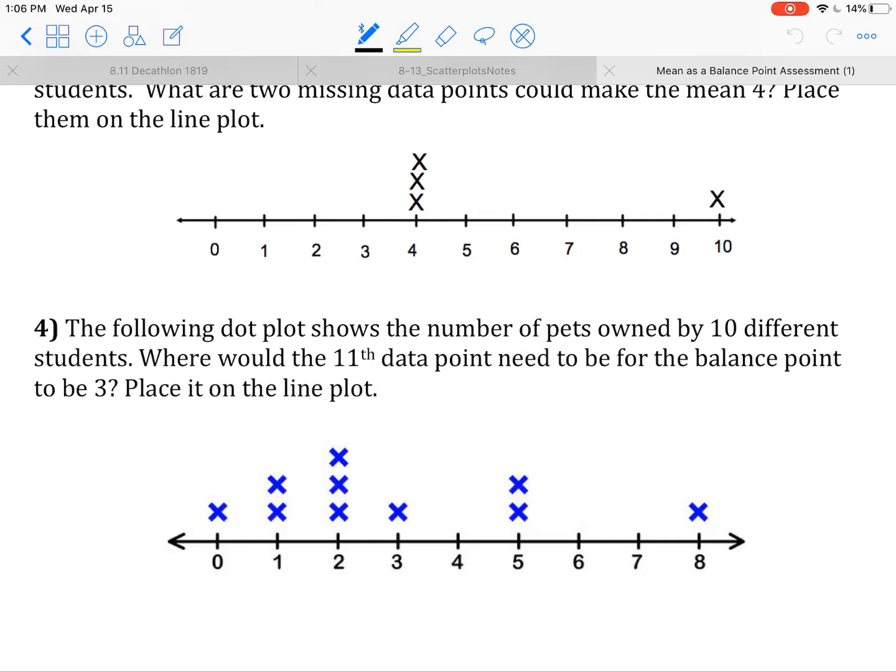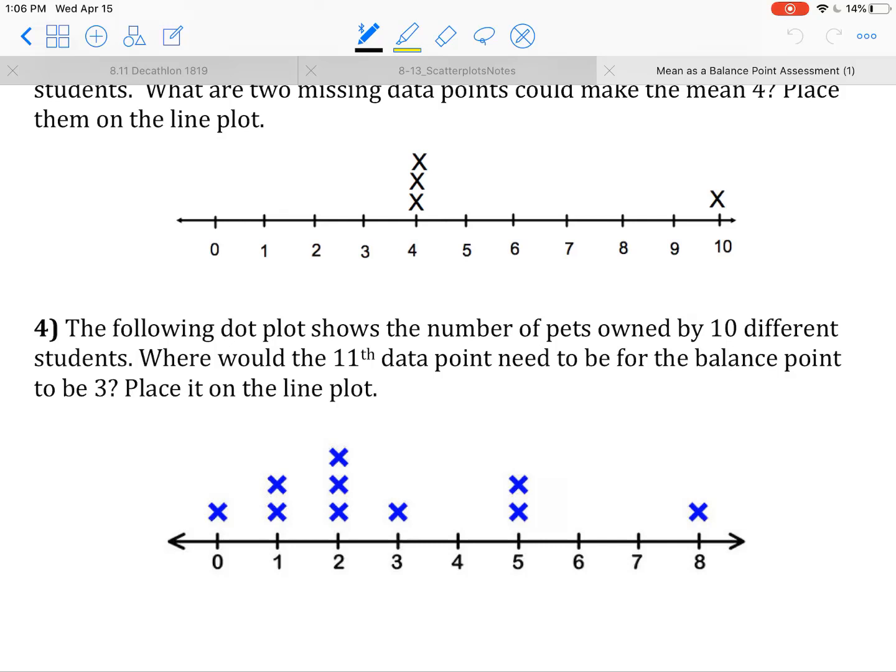Everyone, today we are going to be talking about how to find a missing data point when we are given the mean as a balance point for a set of data. Now I'm giving you a video on how to do this because we haven't had one so far.